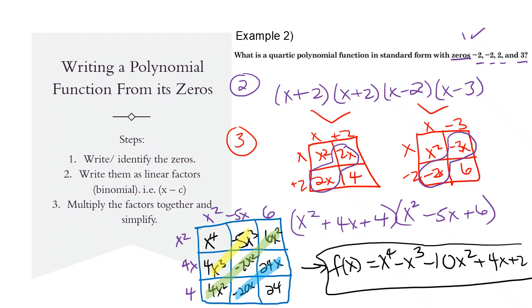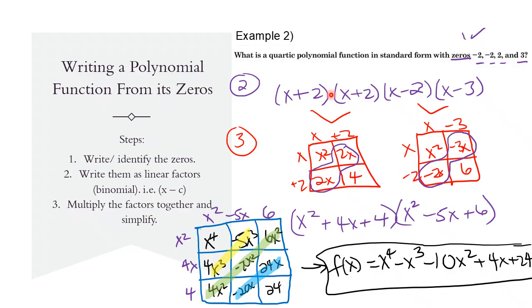I feel like that 24 looks like a 4, so we're going to try to make it clearer. Okay, so you can do traditional distribution or you can use the box method. Either way, as long as you're following these steps of identifying your zeros, writing your zeros in factored form, and then we're going to multiply. Multiplying is going to be the biggest part of it, so make sure you take your time to multiply.